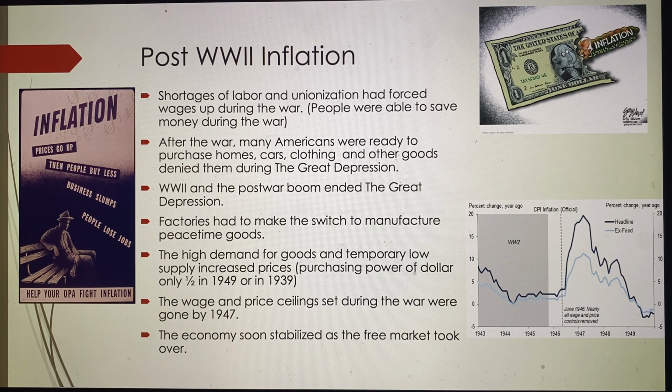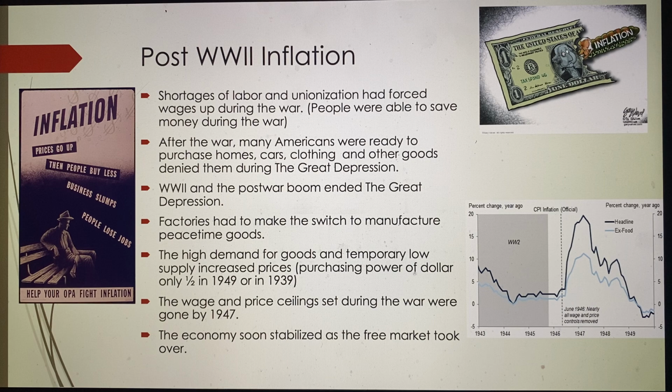So here we have a picture of inflation. Prices go up, then people buy less because prices are going up, and then business starts slumping, and then people start losing jobs. So that's why inflation has a cycle that it goes through. And so inflation could go into a recession and even depression at that time. So the wage and price ceilings were set during the war, and now they were gone. And so the economy soon stabilized as the free market took over.